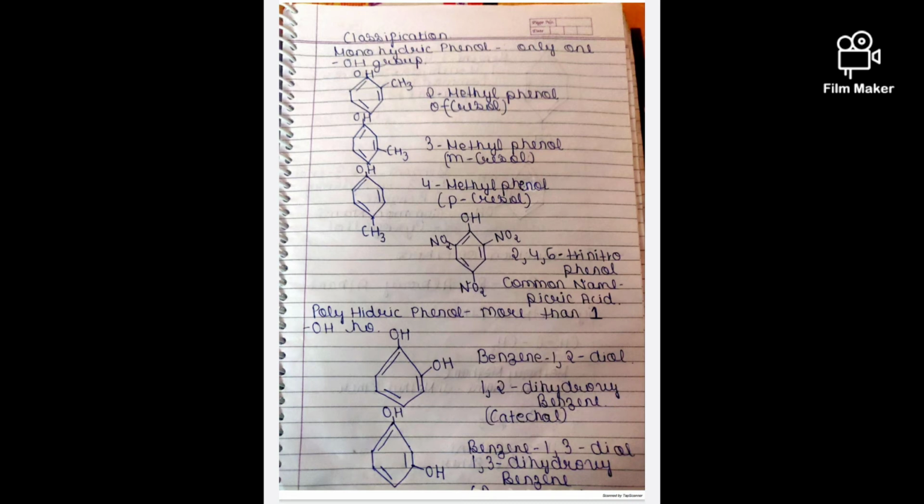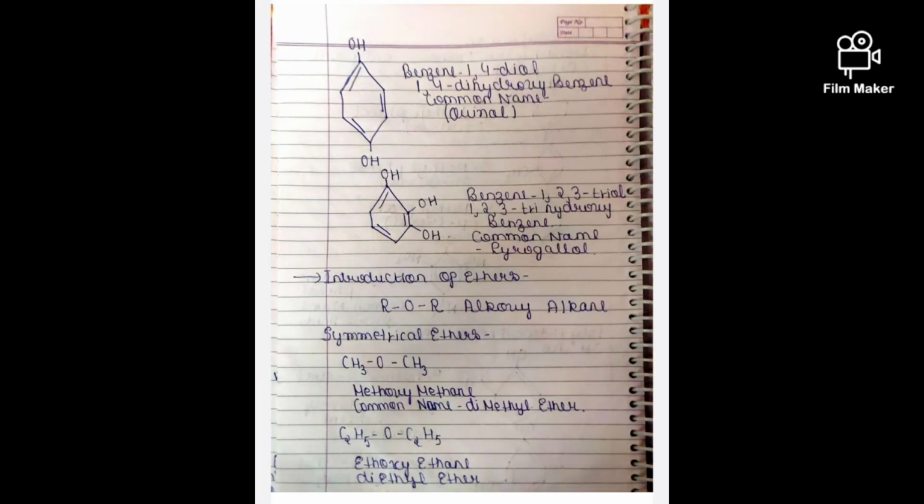Then we have another example, which is benzene 1,3 diol. These are examples of dihydric alcohol, and its common name is resorcinol. We have benzene 1,4 diol, whose common name is quinol. And then let's take an example of trihydric alcohol, in which we have three OH groups. So benzene 1,2,3 triol, whose common name is pyrogallol.